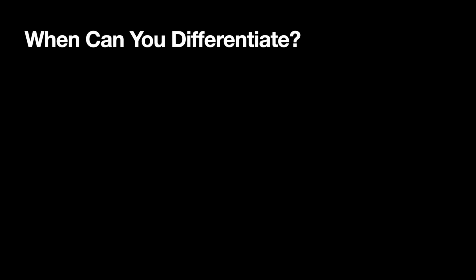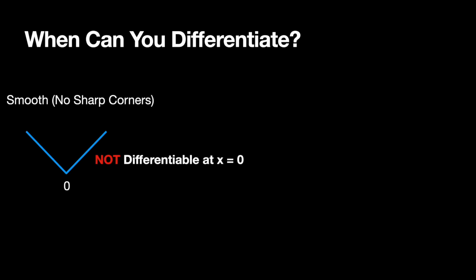You can differentiate only when your function is smooth with no sharp corners. So for example, at x equals 0 in an absolute value function, you cannot differentiate. But in a parabola, since it's smooth, you can.